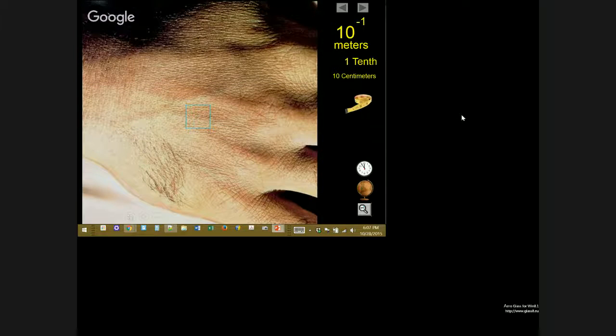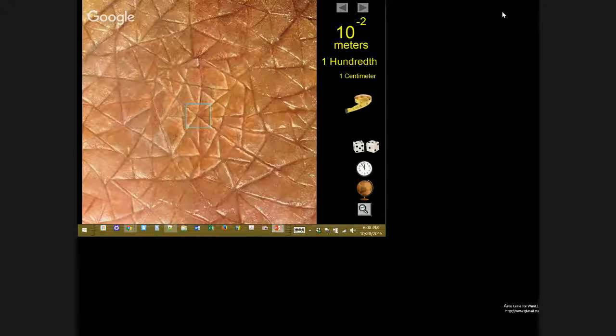And you notice what happened there. So we're real close to the hand. We're only 1/10 of a meter away. And notice the distance now is 10 to the minus 1. That means 1 over 10. So we're at 1/10 of a meter. Going in again at 10 to the minus 2, we can see some of the pores.